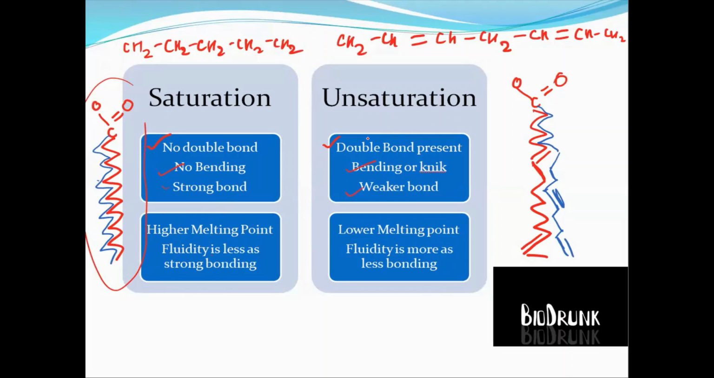In the other case, in the unsaturated, because the double bonds are present, you can find a kink or a weaker bond, and because of which you have a low melting point. And if you have a low melting point, those things can move easily, that is, fluidity is more.